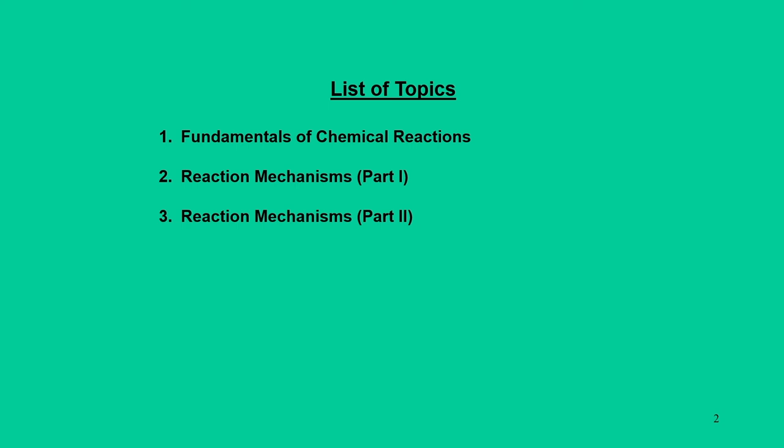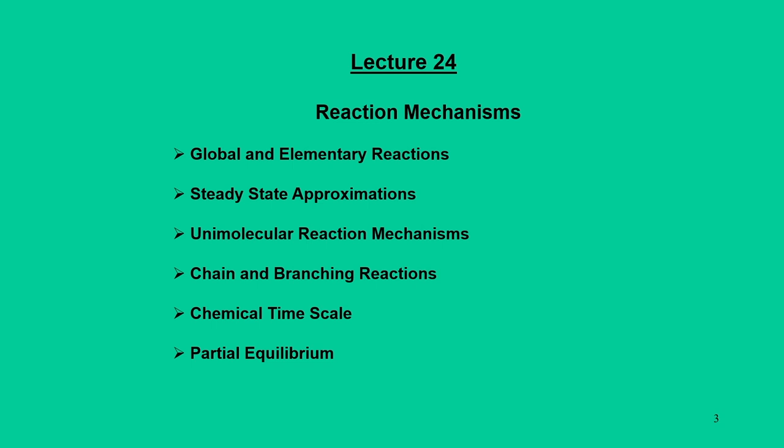But before you go to those aspects, let us understand some of the theoretical aspects of reaction mechanisms, and I call these theoretical reaction mechanisms part 1, and in part 2 of this reaction mechanism, we are going to cover some practical examples of certain reactions, how they occur in reality. So, let us start the first one, that is reaction mechanism part 1, and in this lecture, we are going to briefly recap the global and elementary reactions which we covered in our previous lecture.